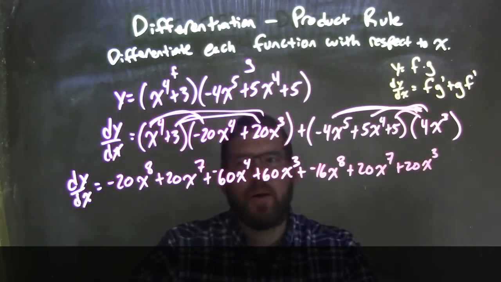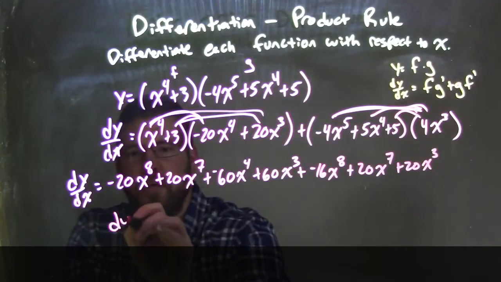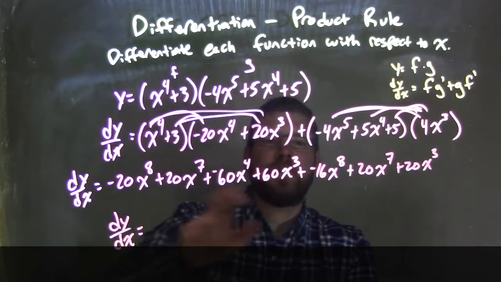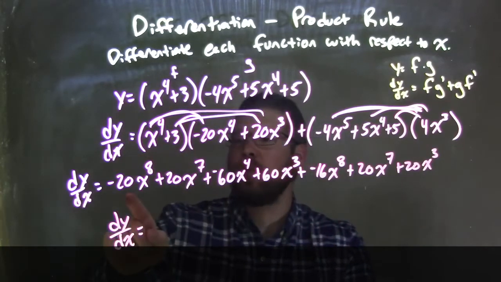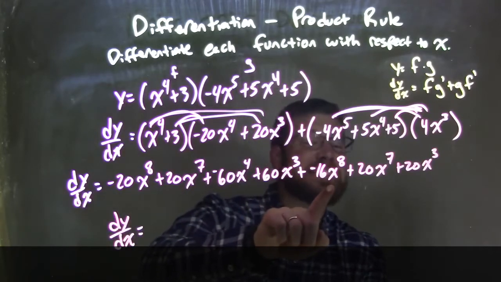Okay, so now we need to combine our like terms, highest degrees first. So dy/dx here, let's get our final derivative here. I see our highest degrees are to the 8th power, so I combine the two with the 8th power. I have negative 20x to the 8th, and the other one I see is negative 16x to the 8th.